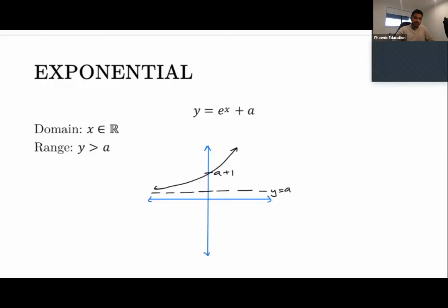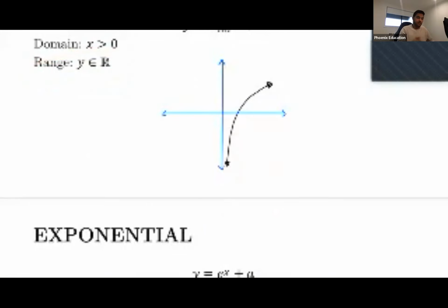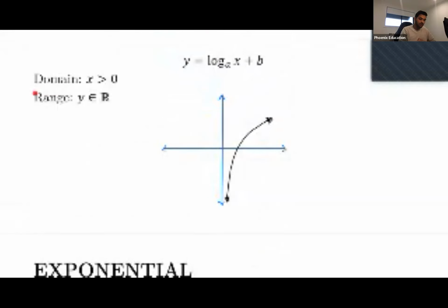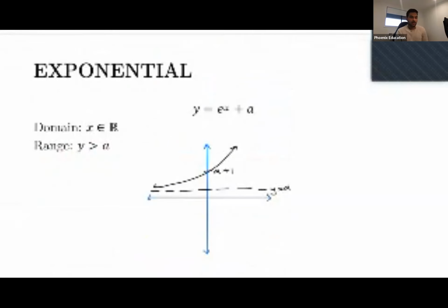Okay, so for an exponential graph, this time we don't have any restrictions on the domain. The domain is all real values. That makes sense because if this is to be the inverse, it should take on the range of the log graph. But the range has a limitation. Before, in the log graph, the domain had a restriction, so in the exponential, its inverse, the range should have a restriction.